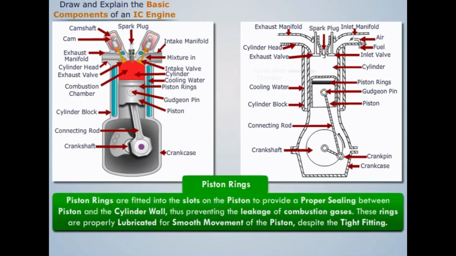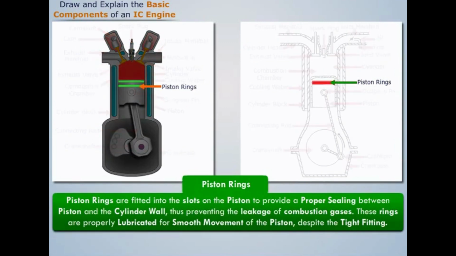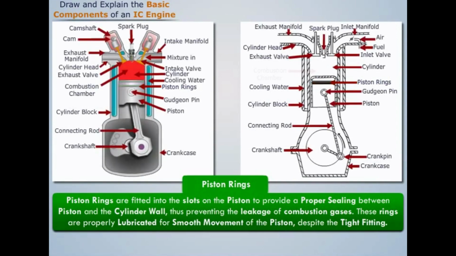Piston rings are fitted into the slots on the piston to provide a proper sealing between piston and the cylinder wall, thus preventing the leakage of combustion gases. These rings are properly lubricated for smooth movement of the piston, despite the tight fitting.